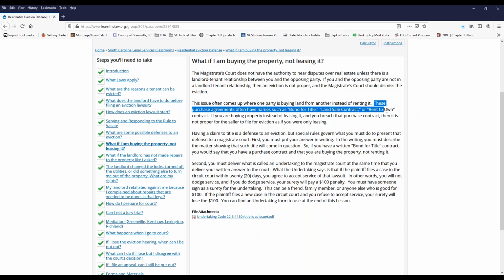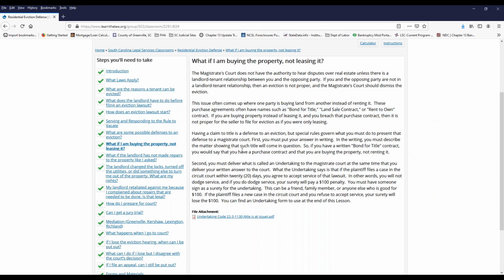The kinds of titles that we see on documents that indicate a sales arrangement are things like bond for title, land sale contract, sometimes rent to own. Titles are useful in helping you quickly orient yourself to what the document's about, but you really need to read all the terms of the document and understand how the transaction works in order to know whether this is a lease situation or primarily a sales situation.